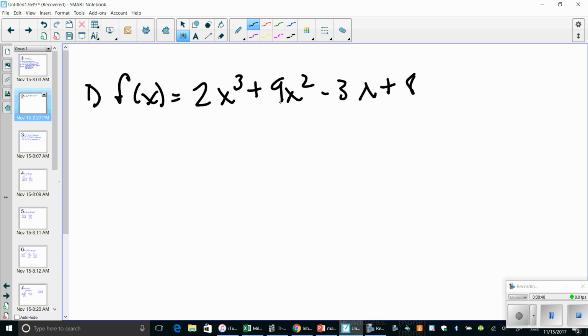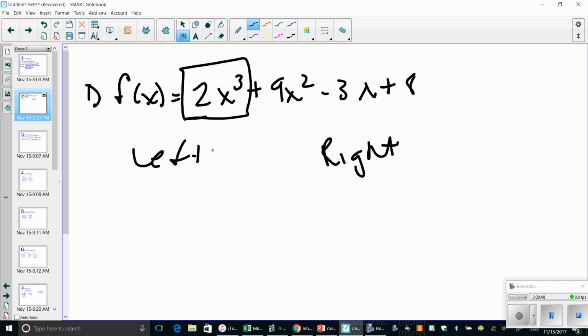It is in descending power, so really all we're keying in on is this. So we've got to figure out what it is doing on the right and what it is doing on the left. On the right, this first leading term is positive, so that means it's going up on the right. The power is odd, which means the left has to be doing the opposite. So on the left, the opposite of up would be down. So you're looking for something that's down on the left and up on the right. So your answer is B.